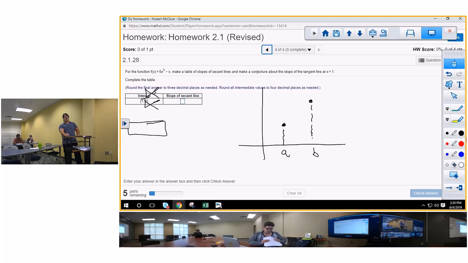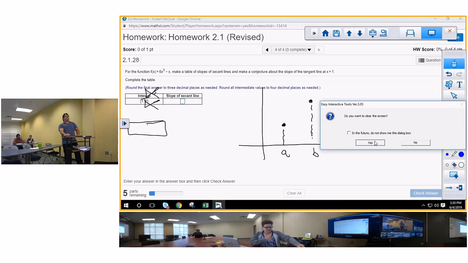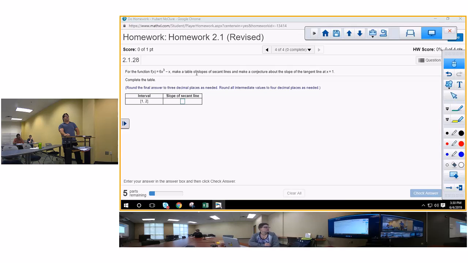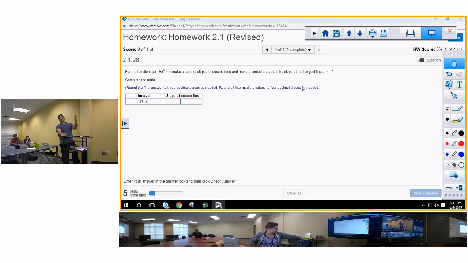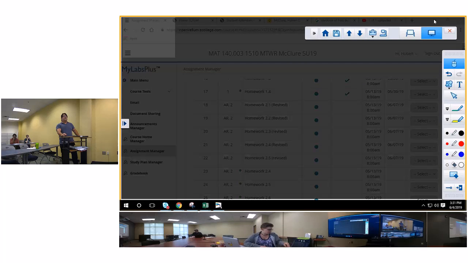Okay, the function 6x cubed minus x: make a table of slope of secant line and make a conjecture about the slope of the tangent line at 1. So they want you to complete the table, plug and chug, interval from 1 to 2. So you'll plug in 1, plug in 2, and then the slope, self-explanatory. Do you notice there's only 4 questions? So hopefully all of you will be able to finish at least 2.1. Okay? So that's 2.1, not a big deal.